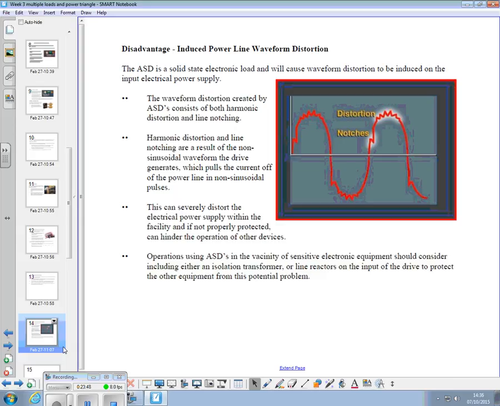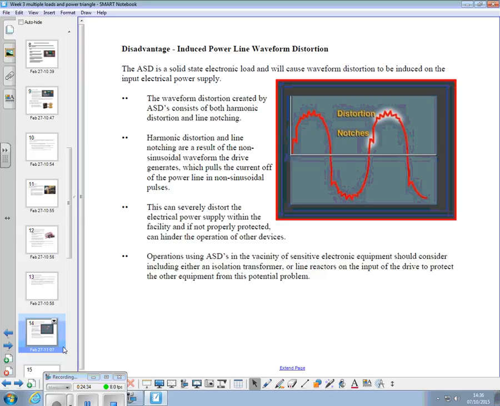So the waveform distortions created by the ISD consist of both harmonic distortion and what's called line notching. A result of the non-sinusoidal waveform of the drive, which pulls the current off the power line in non-sinusoidal pulses. This can severely distort the electrical power supply within the facility, so within this college or within your manufacturing facility, and if not properly protected, can hinder the operation of other devices. So other sensitive electronic devices aren't necessarily going to like that.